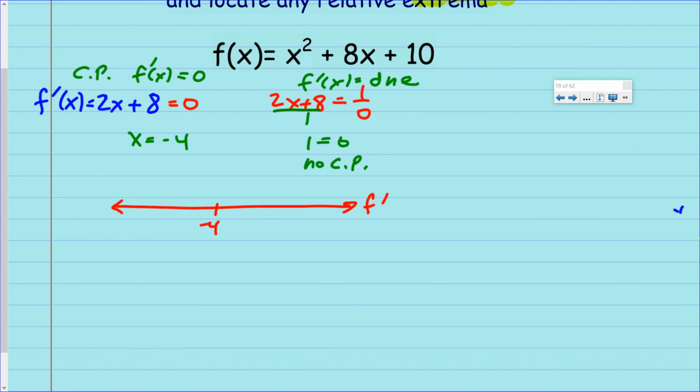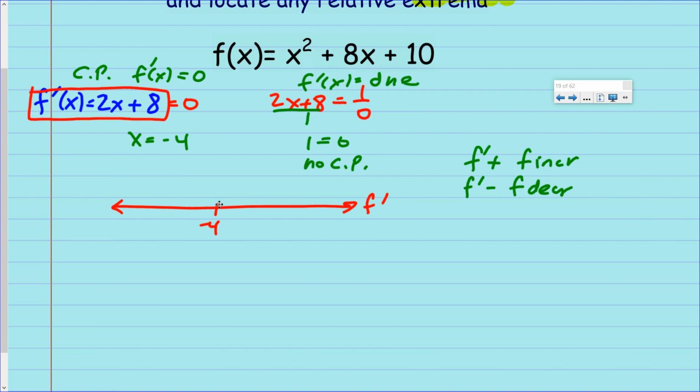Okay? On this f prime number line, you're going to try to figure out where f prime is positive and where f prime is negative. Why is that useful? Because when f prime is positive, what do you know about f? F is increasing. When f prime is negative, what do you know about f? F is decreasing. Okay? So what I'm going to do is go find f prime. So do you see f prime is right here?